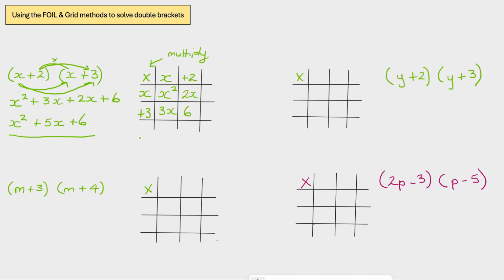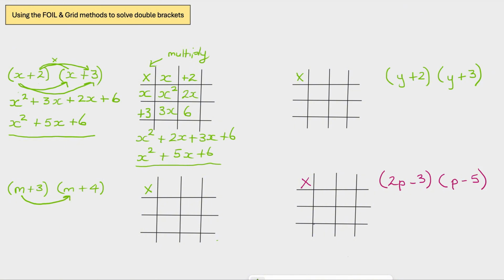Using the same principle, x squared plus 2x, go across and down, plus 3x plus 6, simplify it by collecting like terms, equals x squared plus 5x plus 6. So as you can see, we get the same answer. So you do whichever way makes you feel comfortable. Let's try another one. So let's do the FOIL first.